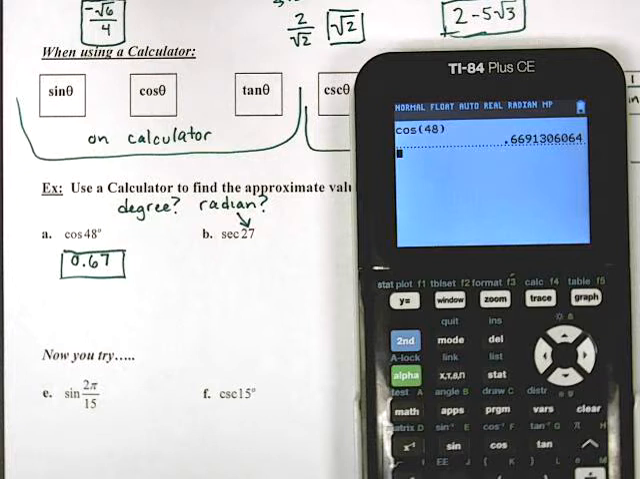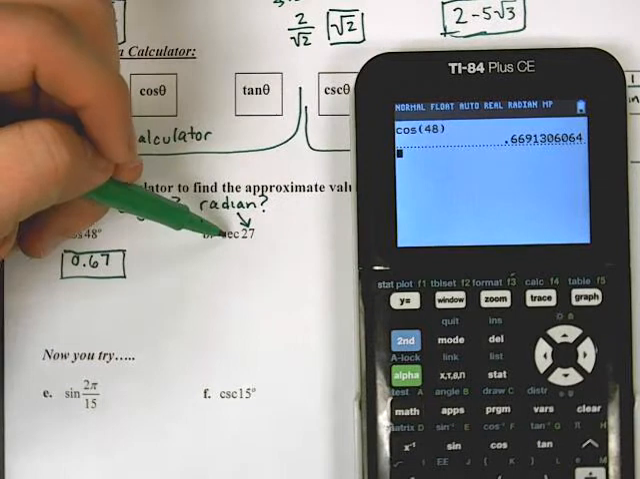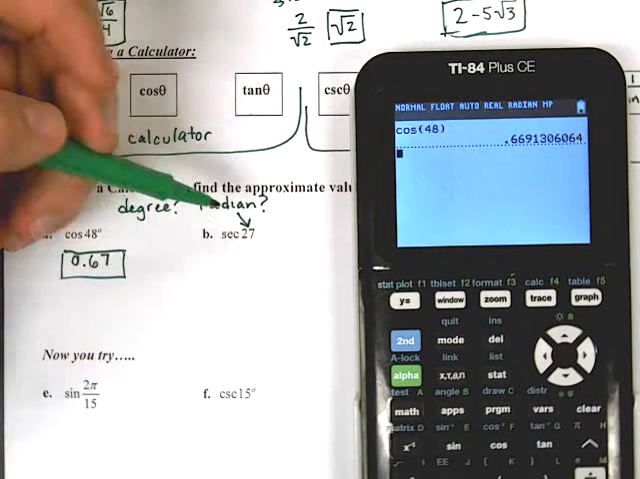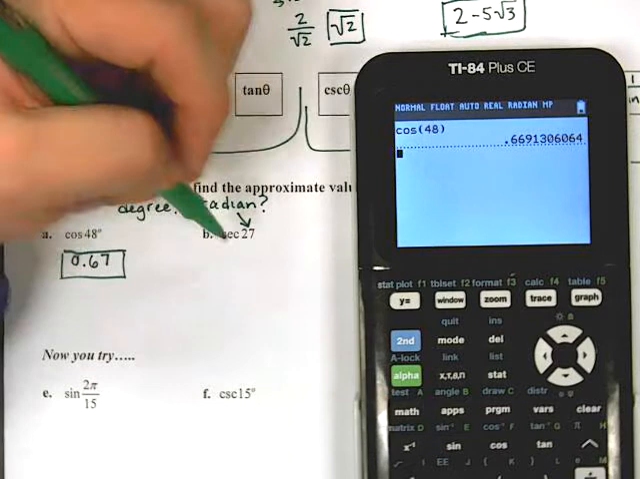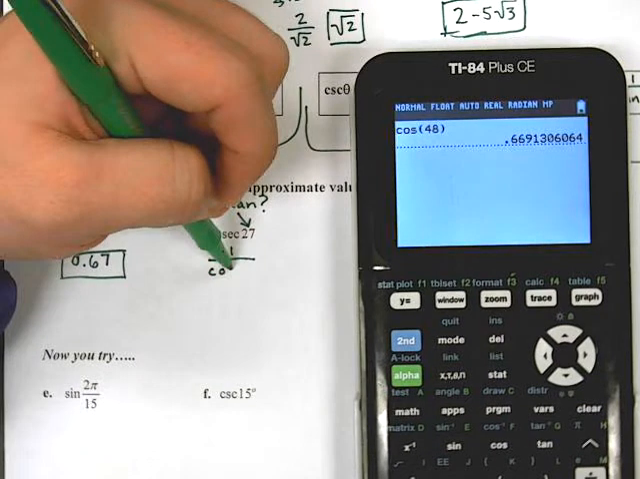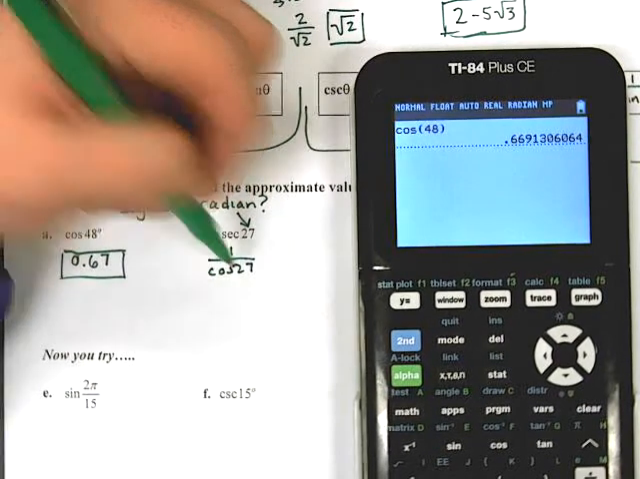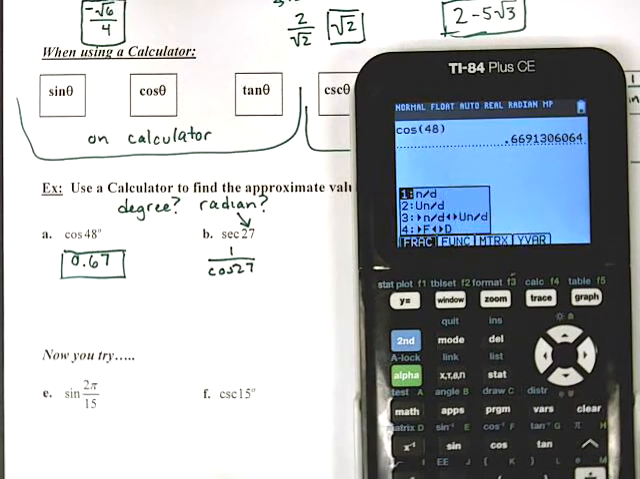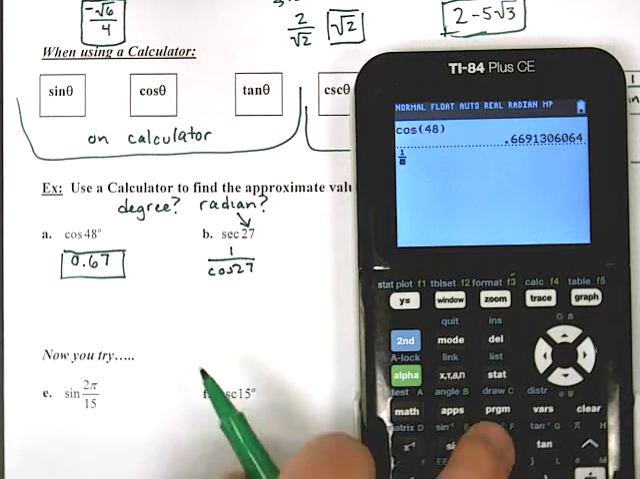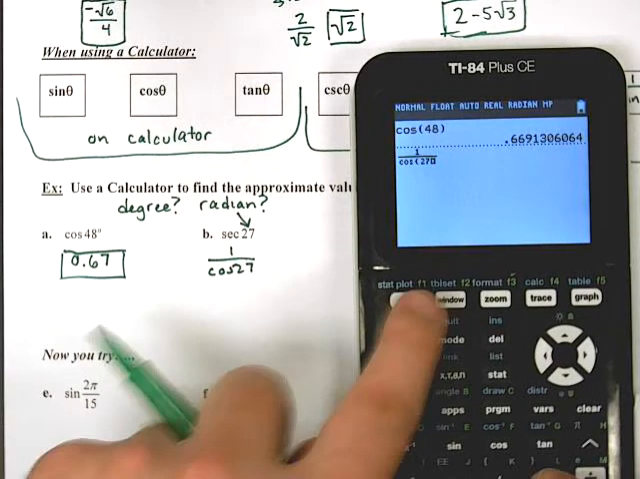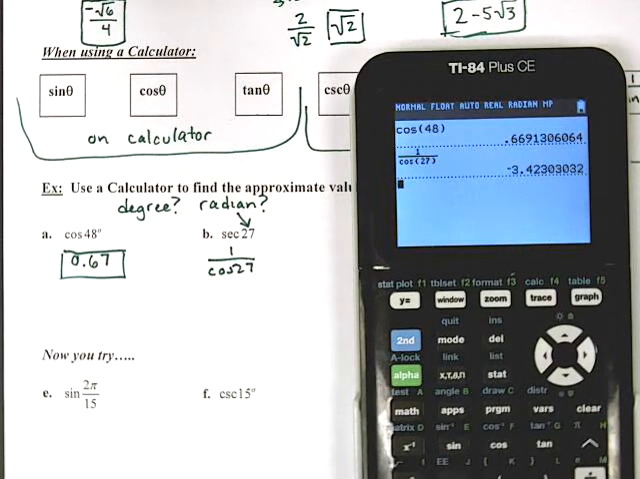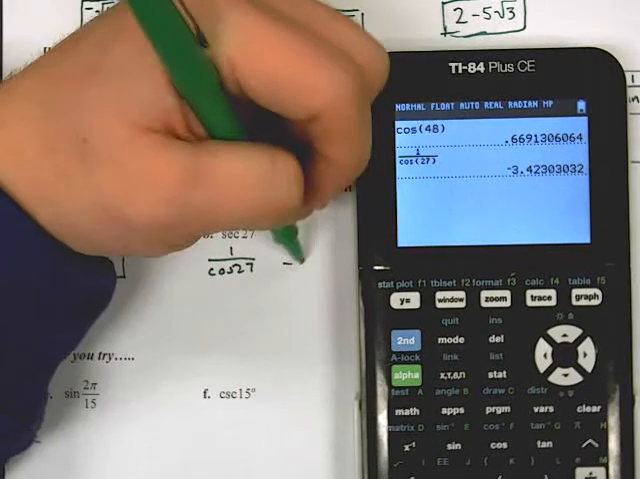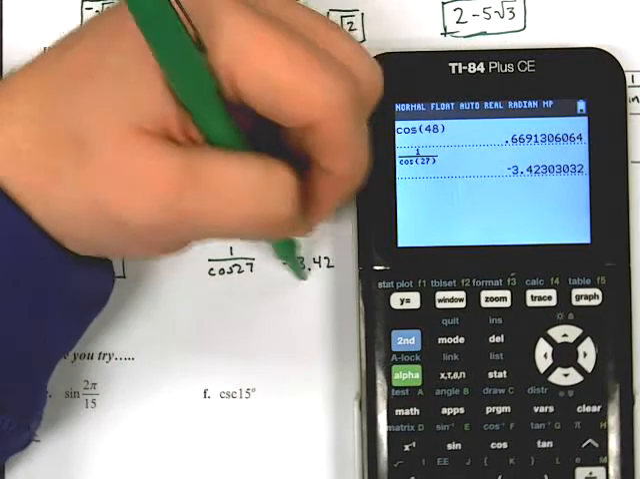All right, now let's think about this. Secant is the reciprocal of cosine. So we need to do 1 over cosine 27, and that's exactly what we're going to put into our calculator. 1 over cosine 27, and again, we were in the correct mode, so we should be good. Negative 3.42.